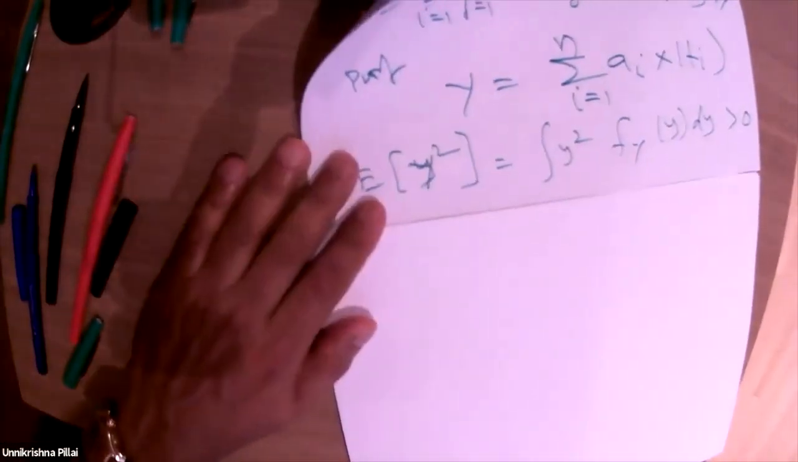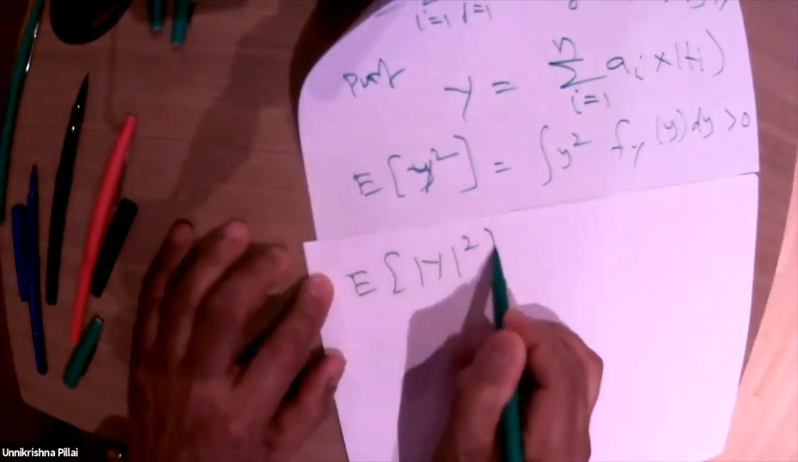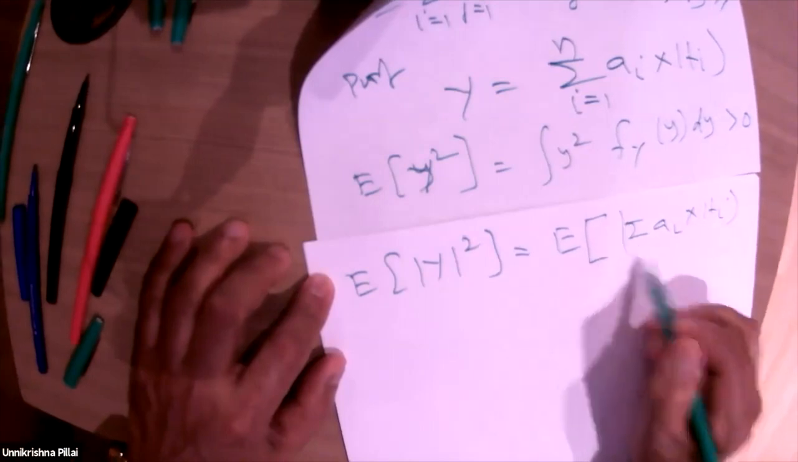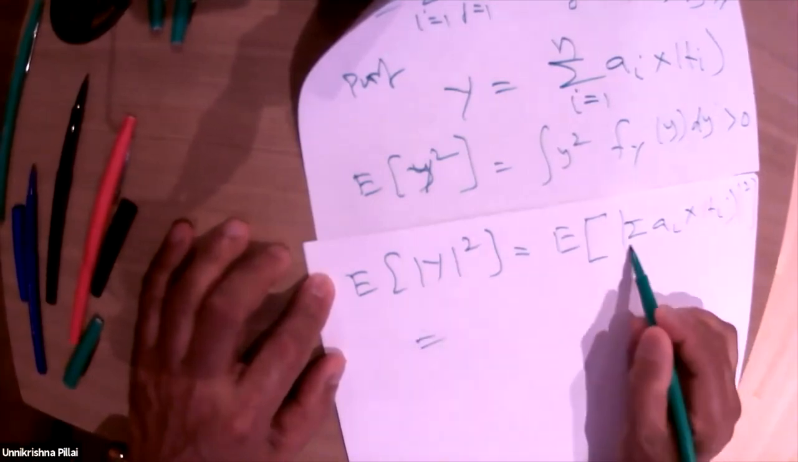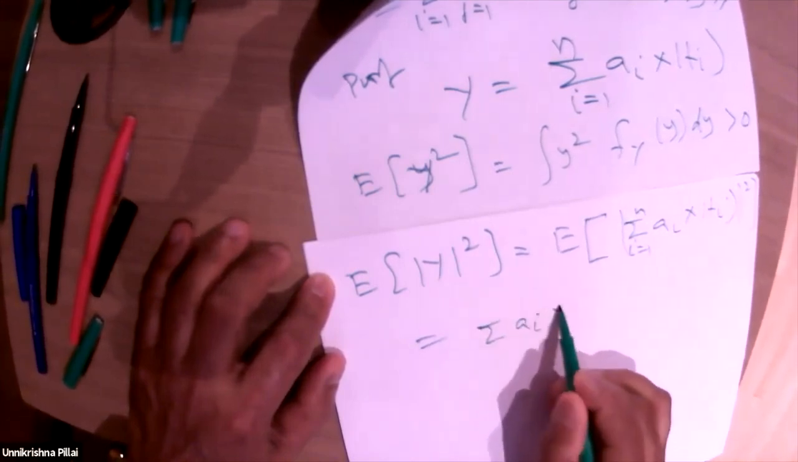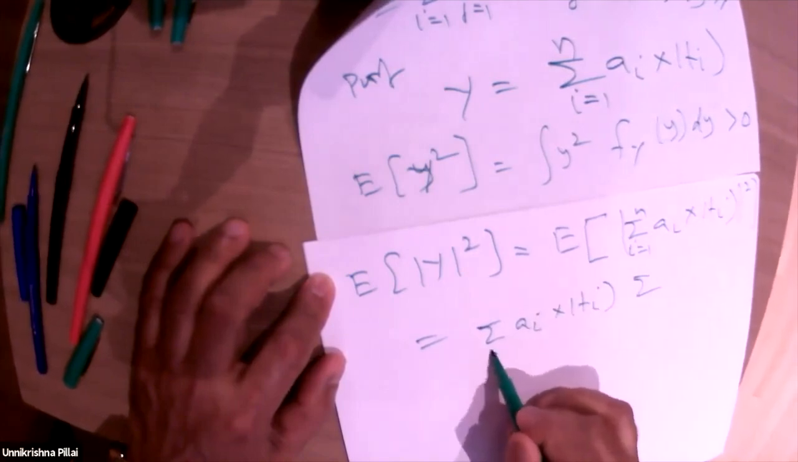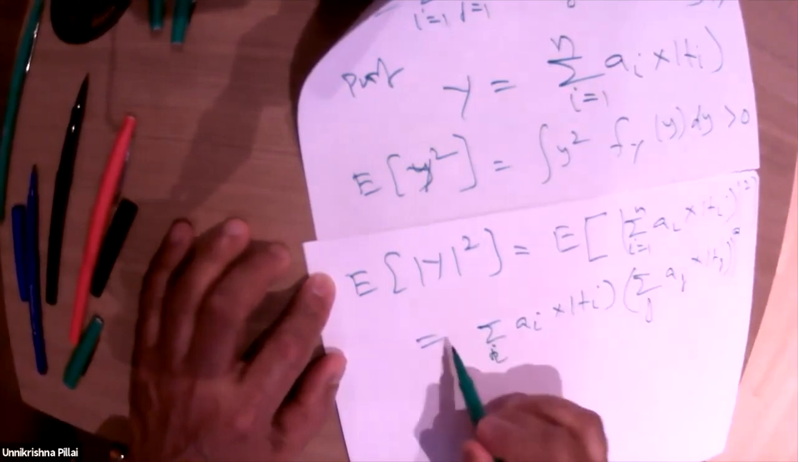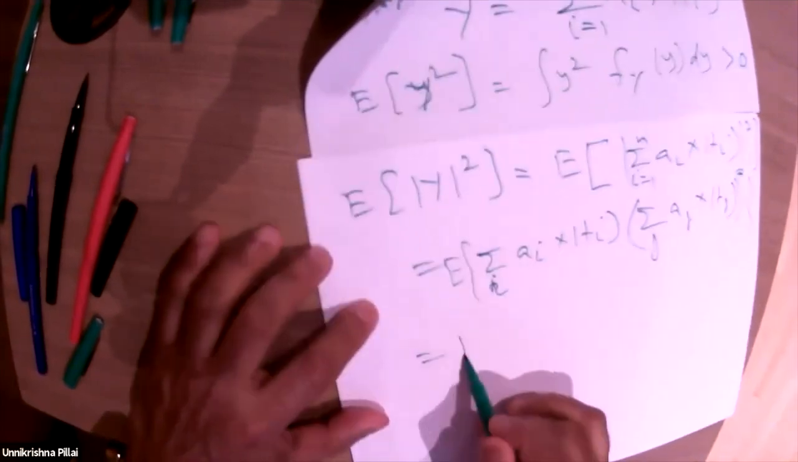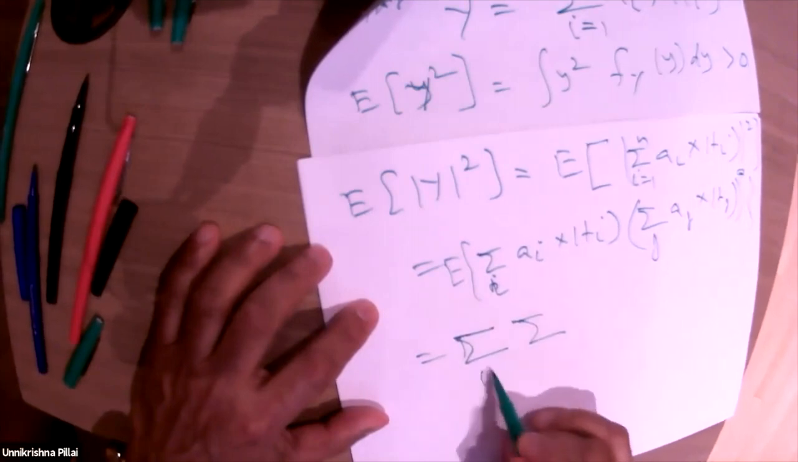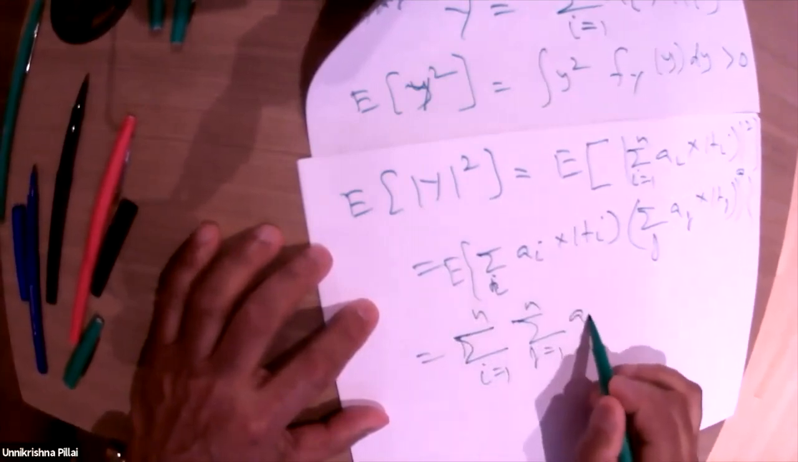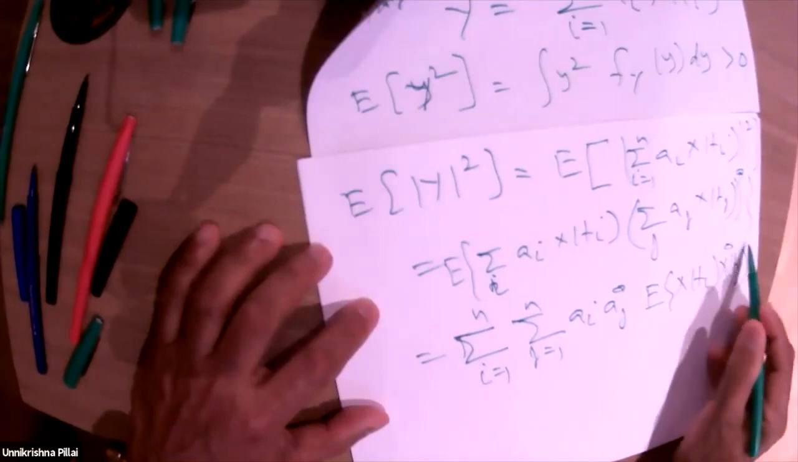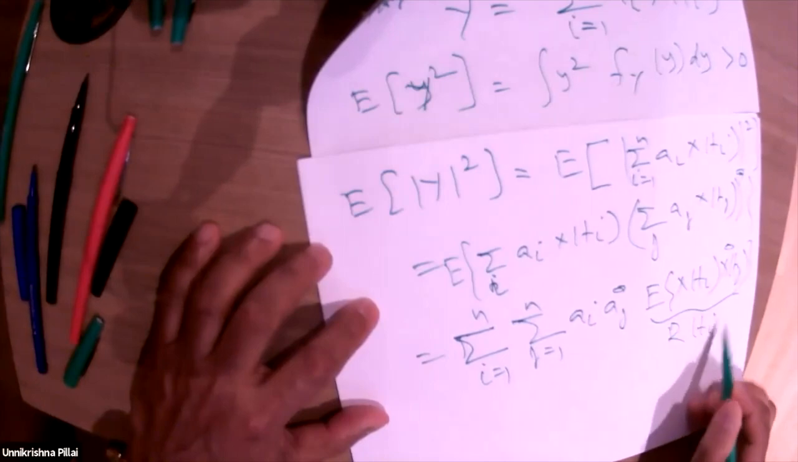Remember, the proofs or ideas are simple. So the expected value of |Y|² is the same as the expected value of |Σ aᵢ X(tᵢ)|². Now you know how to expand an absolute value, right? So that's going to be Σ aᵢ X(tᵢ), multiplied by Σ aⱼ X(tⱼ) with a star, and then there is an expected value outside. Expectation is linear, so if I pull out the summations and the constants outside, the expectation is only on X(tᵢ) and X(tⱼ). But this is R(tᵢ, tⱼ).